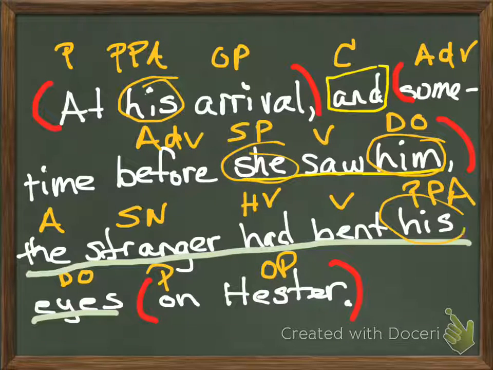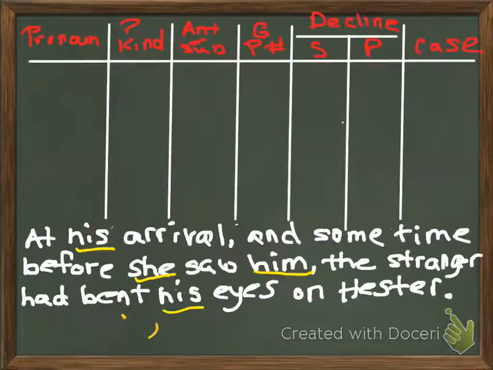And lastly, his. He had bent what? Bent eyes. Direct object. Well, whose eyes? His eyes. So we know that that pronoun is a possessive pronoun. So now we can begin to parse this.